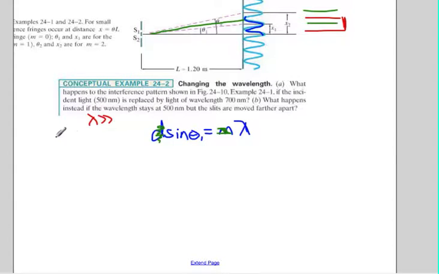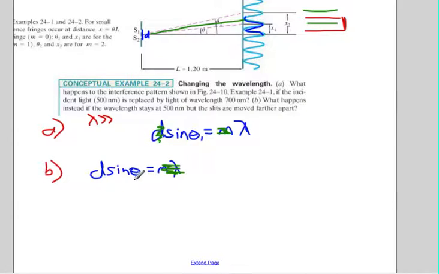Part B, so I guess that's part A. Part B says, what happens if instead we leave it at 500 nanometers, but the slits are moved farther apart? So these guys are moved farther apart. Remember, that's d. So this time we change d. So once again, start out d sine theta equals m lambda. m and lambda are all staying the same, so this guy is not what we're thinking about.